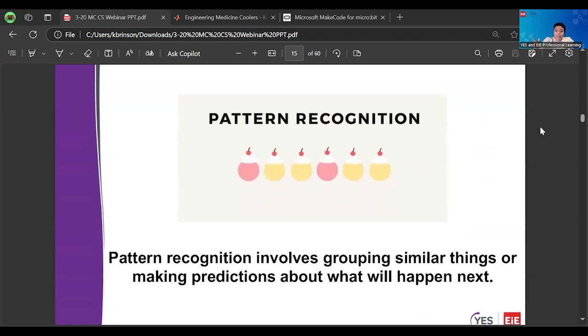Typically, this is followed by pattern recognition. So once that problem is broken into smaller parts, computer scientists can look for patterns, right? Pattern recognition, of course, involves grouping similar items or things and noticing trends to predict what happens next. For example, if you've seen this line of cupcakes, right, the pink, yellow, yellow, you might be able to guess what comes next. In programming, recognizing patterns really allows them to reuse solutions multiple times for similar problems and saves time, right? It helps create efficient solutions, and it helps us solve problems more effectively.